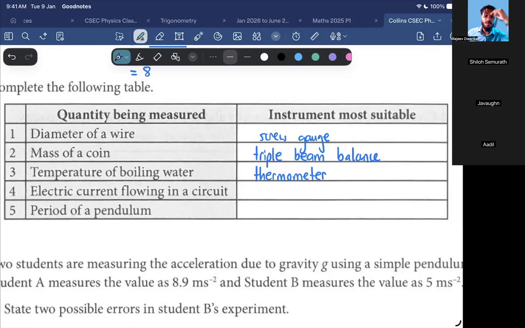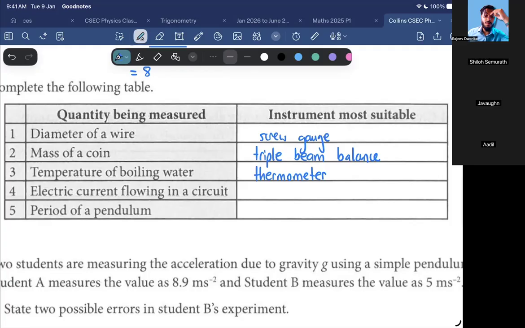It uses two different types of metals joined together. They put it at a junction, and basically the two different types of metals would react differently to the change in temperature, and it would produce a voltage at the junction, and you could calibrate that to read off certain temperatures.